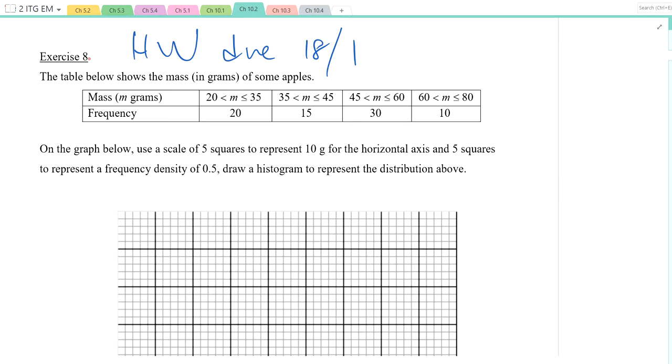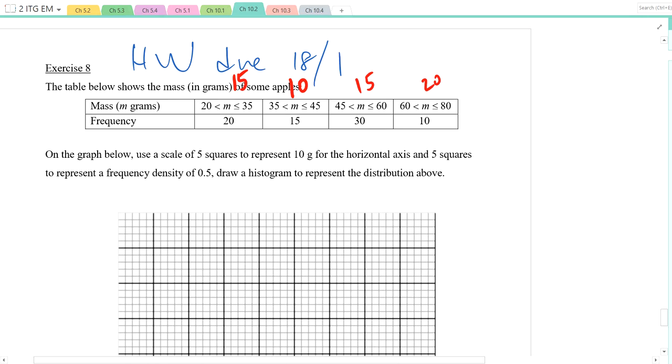But in this case, did they do that? Let's just check the class width for this. We've got 15 over here, right? 35 minus 20 is 15. 45 minus 35 is 10. 60 minus 45, 15. 80 minus 60, 20. I do not know why this person wants to group it this way. Regardless, since the person decided to group it this way, we shall use it.